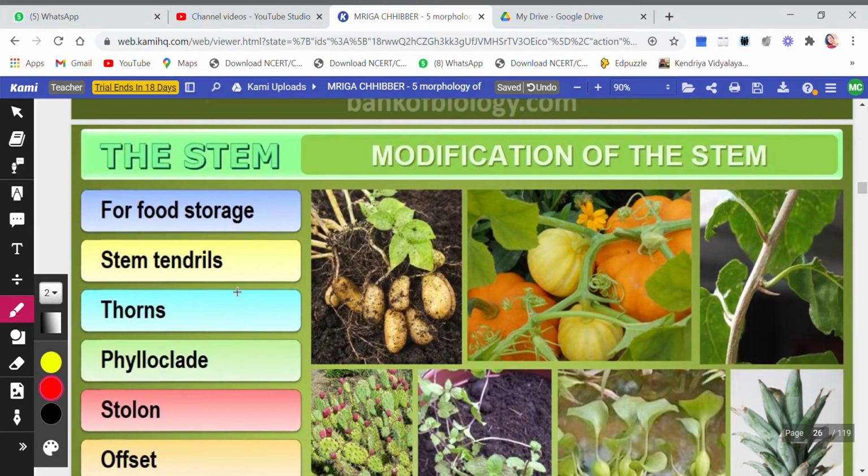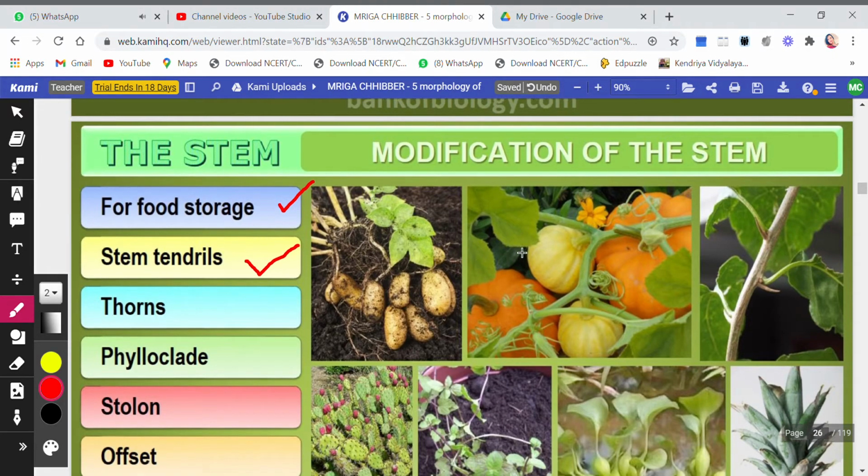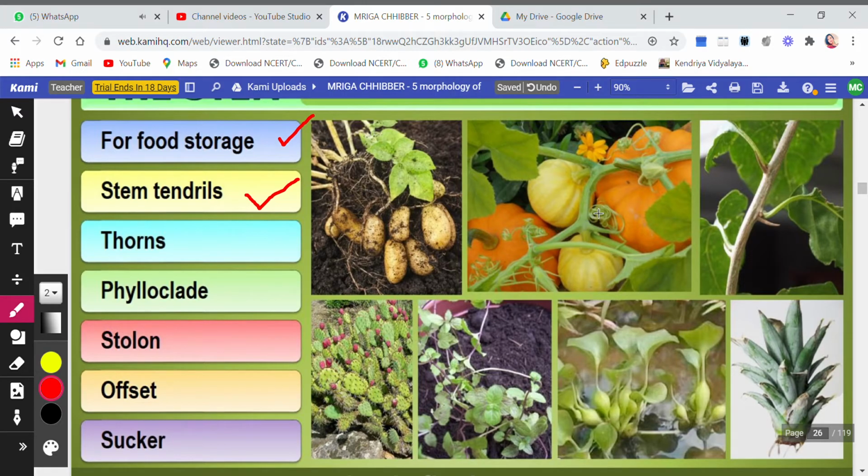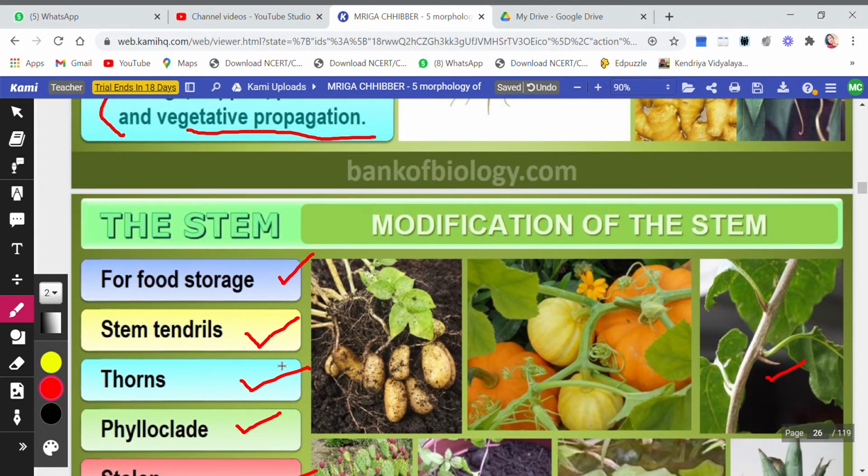Modifications of stems are again food storage, stem tendrils. You know what are stem tendrils? These are stem tendrils, you see. Thorns, these are the thorns. Phylloclade, that is stems which appear to look like leaf, just like cactus. In cactus, the broad portion that seems like a leaf is actually not a leaf, it is a stem. Then stolon, these are stolons. Offsets, and sucker. So these are the various modifications of stem.